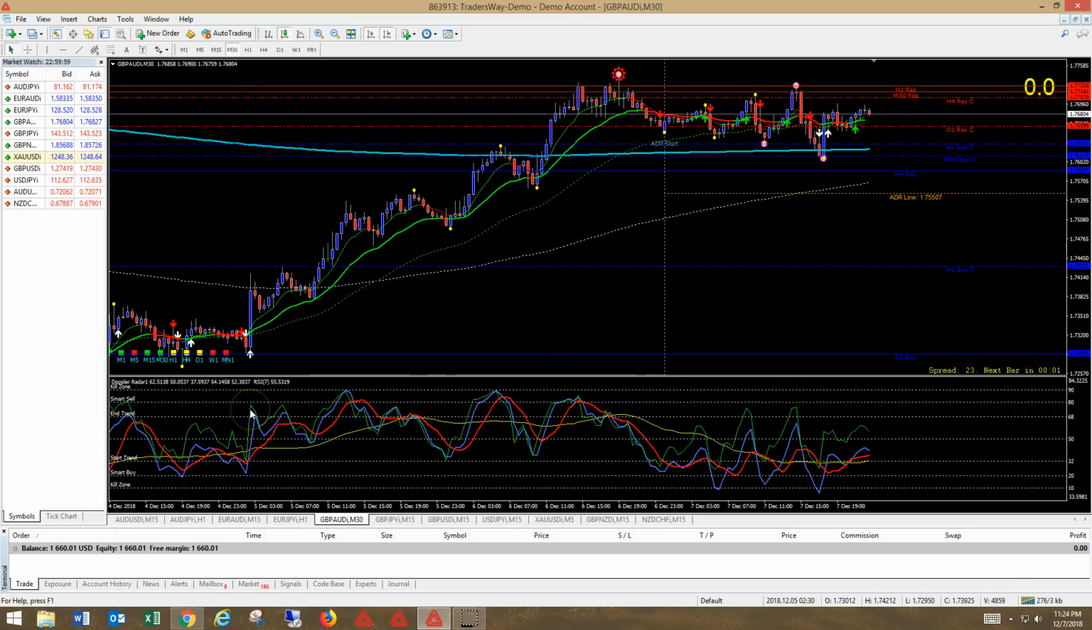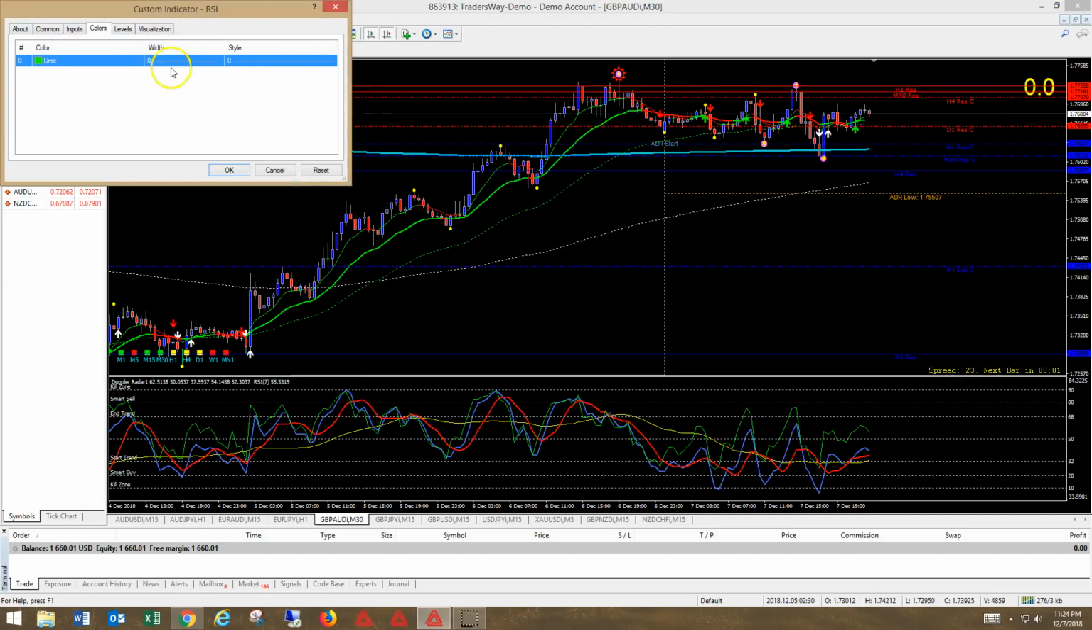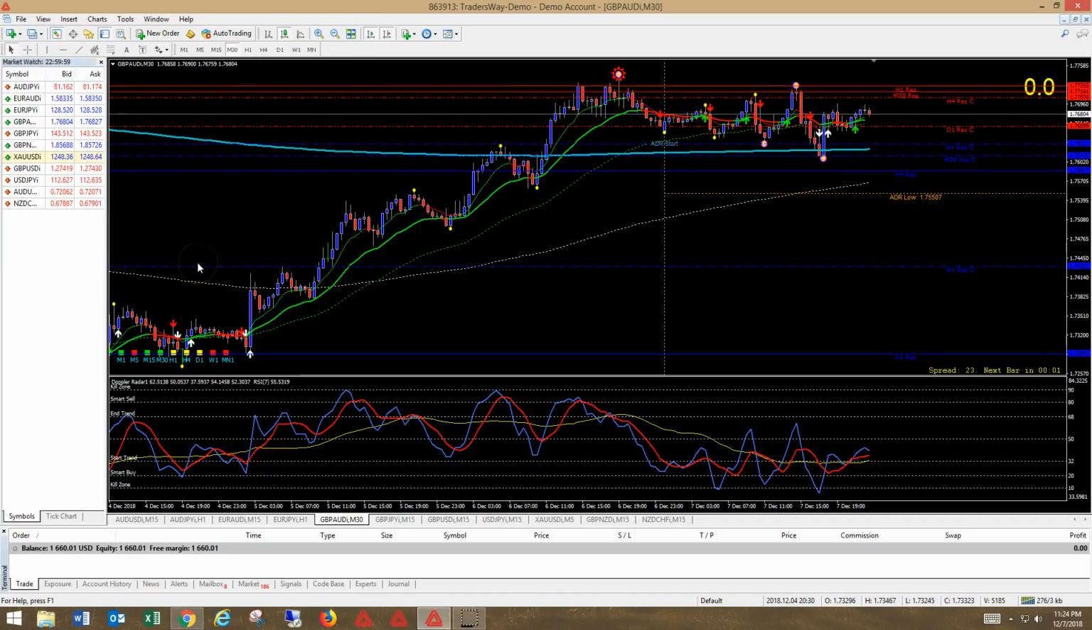So that's optional. If you don't like that, if it's too busy for you, you can just come in here and delete it. But I'm just going to put no color on it and get rid of it. All right, so these are the main three lines of the Doppler.